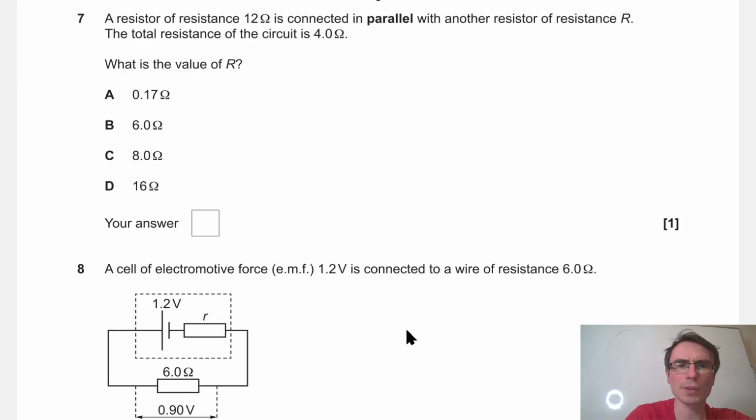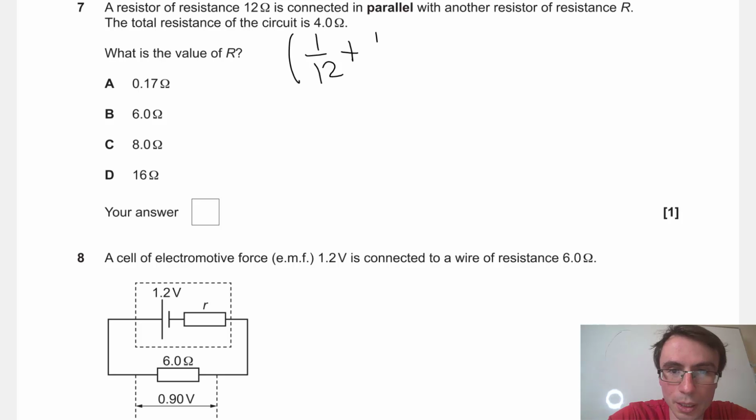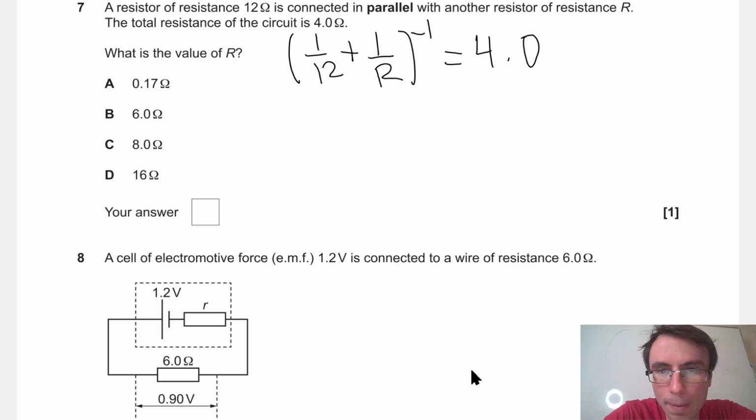Okay, question 7. A resistor of resistance 12 ohms is connected in parallel with another resistor of resistance R. The total resistance of the circuit is 4 ohms. What is the value of R? Okay, so I'm going to go 1 over 12 plus 1 over R, raised to a power of minus 1, is equal to 4.0. Okay, well, let's just do a little bit of algebra.